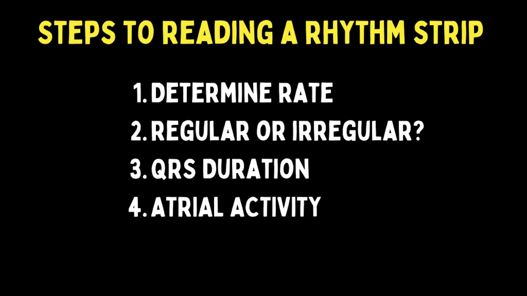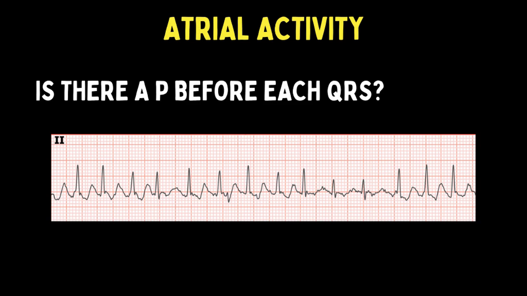Next, look at the atrial activity. Are the atria communicating with the ventricles? The atria should communicate with the ventricles as the SA node depolarizes, generates an impulse, and that impulse travels down the pathway, eventually stimulating the Purkinje fibers in the ventricles. Is there a P before each QRS? If so, good. This means the atria and ventricles are communicating and electricity is now flowing the way it should.